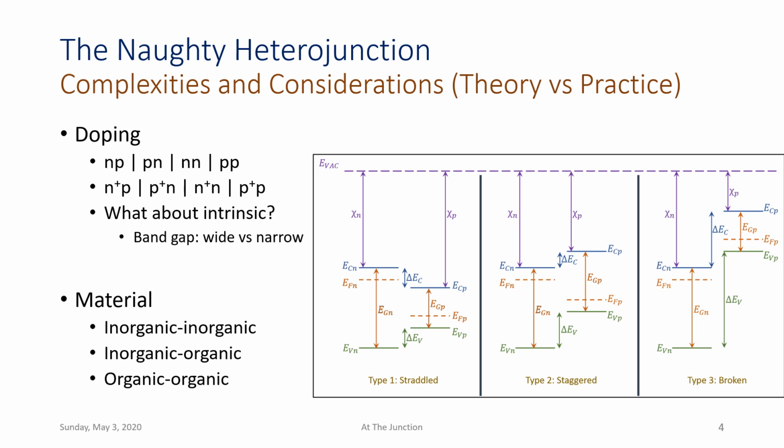The second consideration is material. Usually when we talk about junctions, we might assume that we are talking about an inorganic material forming a junction with another inorganic material. But it could be an inorganic material forming a junction with an organic material. And what are the complexities that we need to take into consideration when that happens? We are going to see that in the coming slides. And the materials could be both two different organic materials.